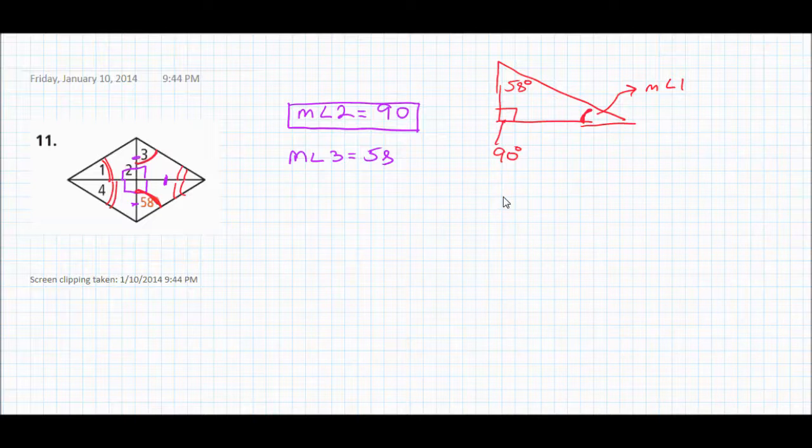And what we've got to do is set the sum of those three angles equal to 180. So we're going to erase that and put 90 plus 58, I'm just going around the horn, plus the measure of angle 1 equals 180. So we're going to sum like terms.